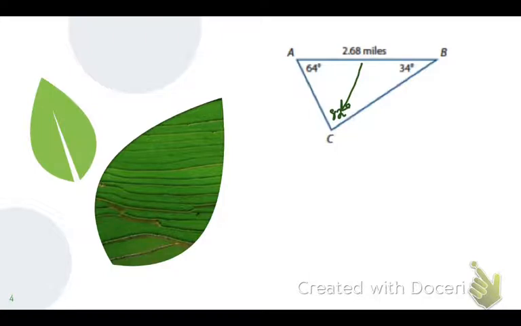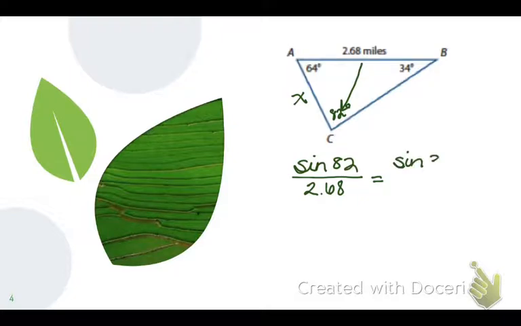So now that I have an angle measure and its opposite side, I can set up the proportions. So the sine of 82 over its opposite side, which is 2.68, is equal to, in this case we can say we're going to solve for the side length AC. I'm going to call that x. So the angle opposite that, 34, over x. Because this is a proportion, we are just going to use cross multiplication to solve. So x times the sine of 82 is equal to 2.68 times the sine of 34.